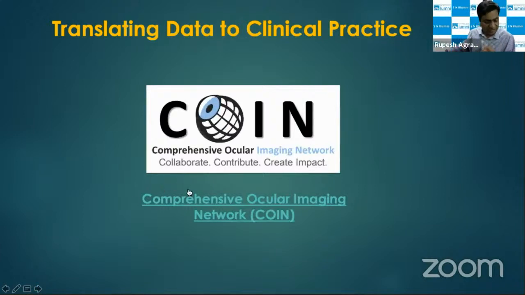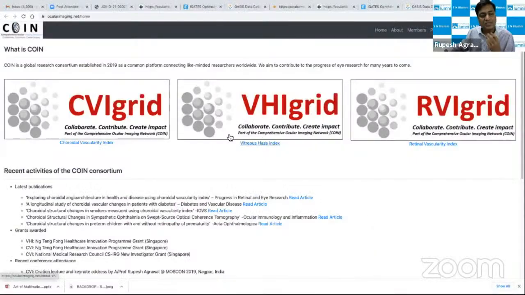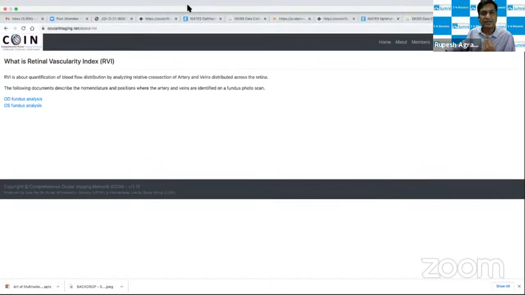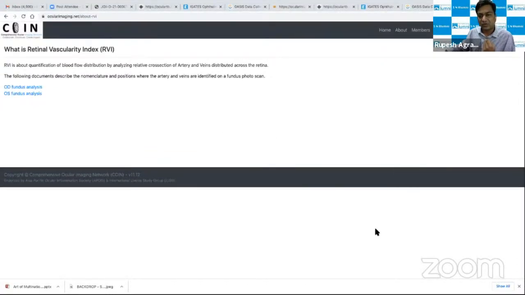But before I move to that, this is a new topic which I picked up in the last about five years, and this is something in competition with the ARI network by Zeiss. Here is the comprehensive ocular imaging network, and these are tools developed by us. These are all original tools where you have a choroidal vascularity index, a vitreous haze index, and a retinal vascularity index. Once you are into this, you will be able to calculate the retinal vascularity index in a very interesting way, which I'll show in a different slide. I need to go back to my slide again.